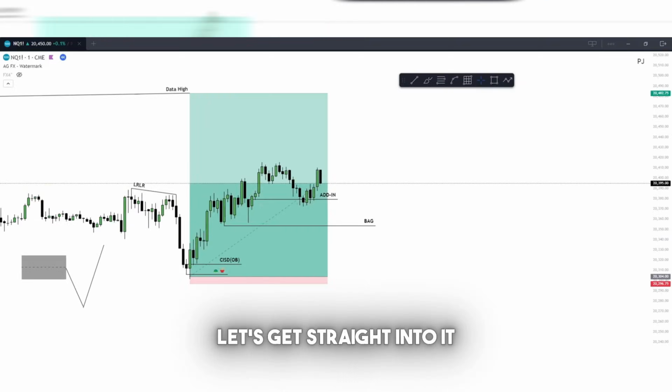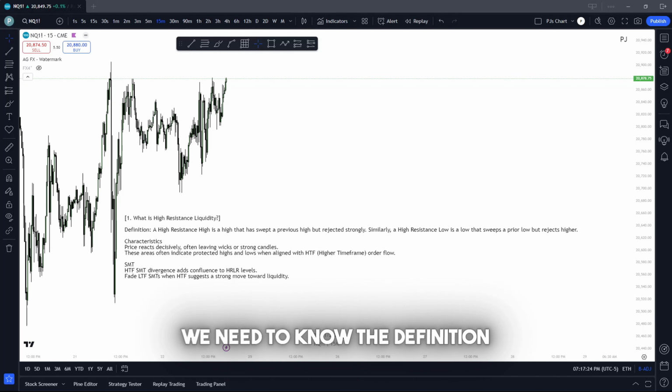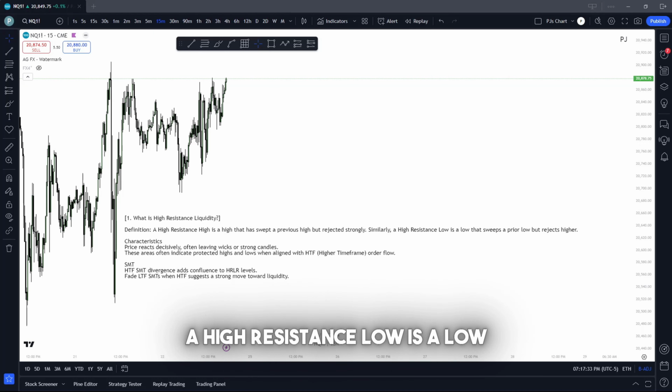Let's get straight into it. Before we know the role of high resistance liquidity, we need to know the definition. A high resistance high is a high that has swept a previous high but rejected strongly. Similarly, a high resistance low is a low that sweeps a prior low but rejects higher.